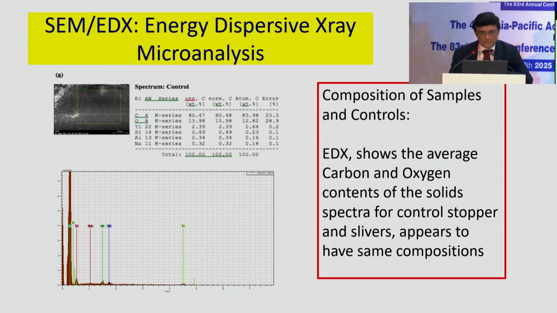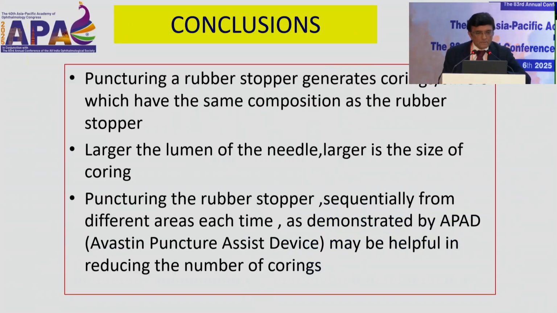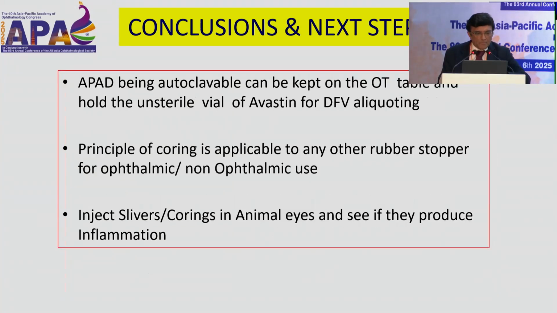Then we analyzed the chemical composition. We found that the rubber particles in the rubber cork and the corings were exactly the same, which means that the rubber corings which were detected in the deionized water were actually coming from the rubber cork.